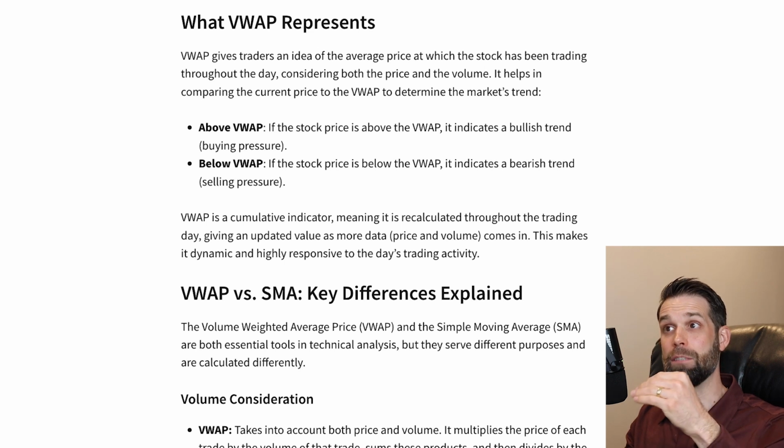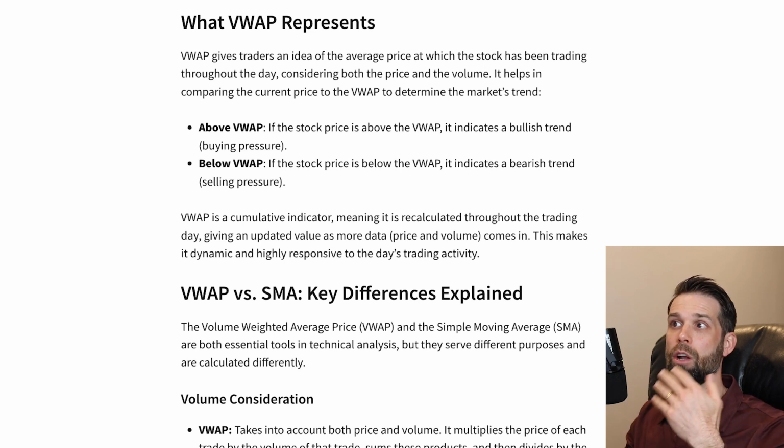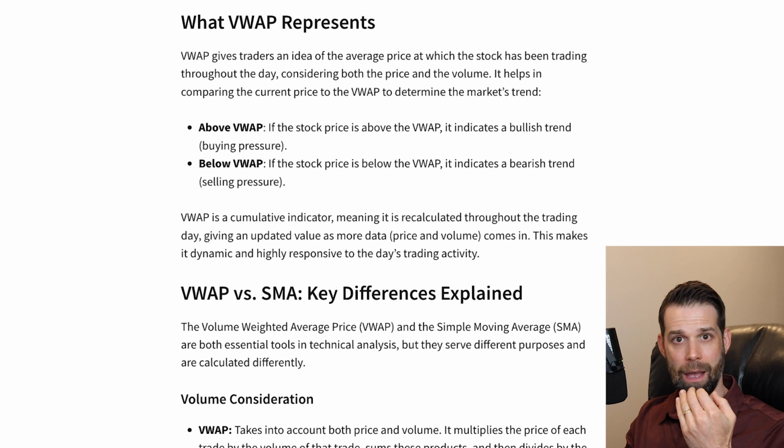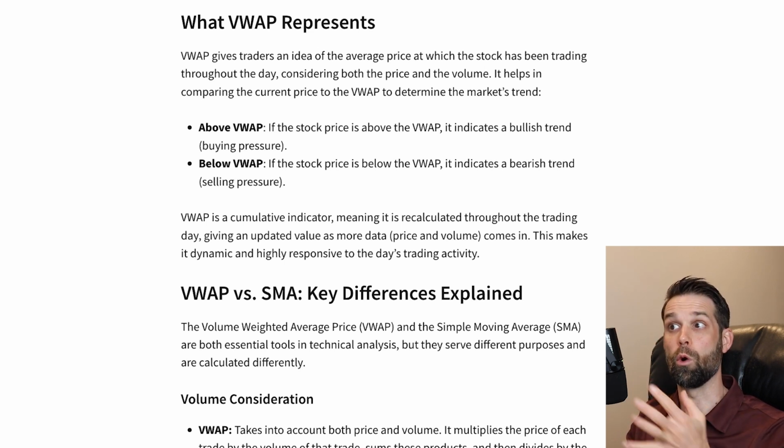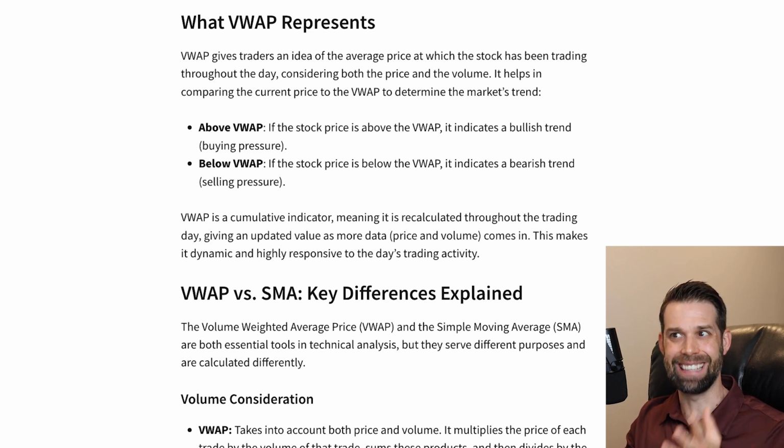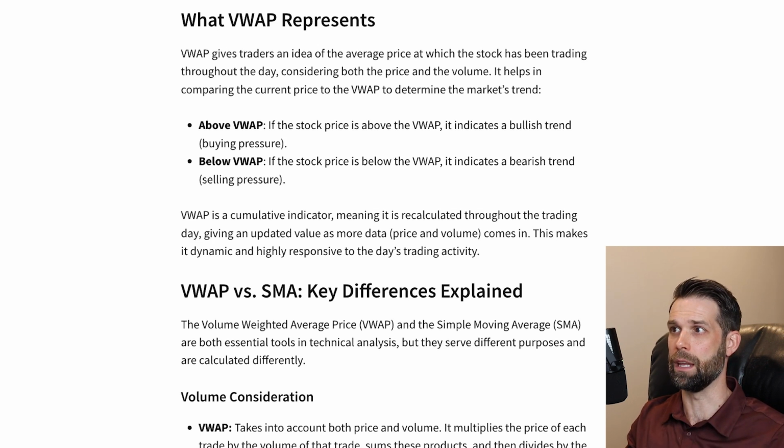And if the stock is below that VWAP, then that could indicate a bearish trend is happening during that moment in time. Now the VWAP is a cumulative indicator, meaning it's recalculated throughout the trading day, giving an updated value as more price and volume data comes in. So this makes it dynamic and highly responsive to the day's trading activity. That makes it an important tool for people who are day trading within a single day.